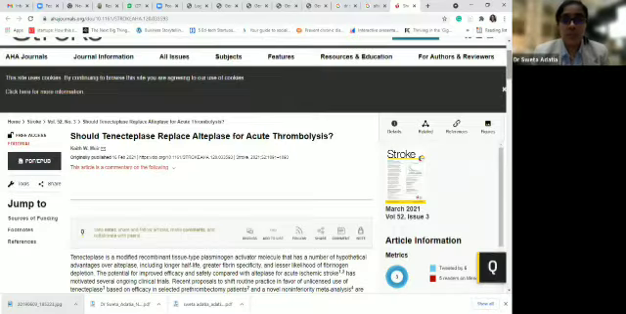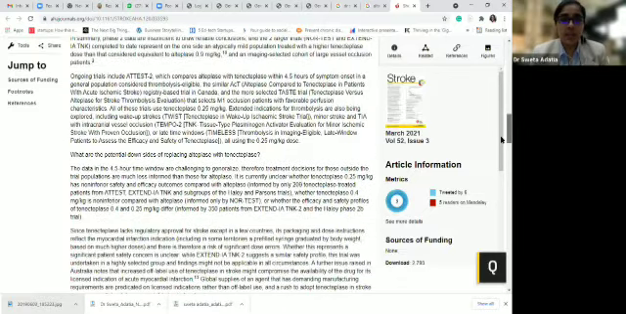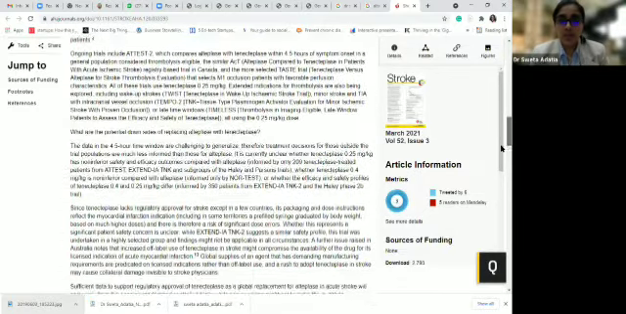We need more randomized controlled trials. People have been doing tenecteplase. Tenecteplase has been used in acute stroke. So this is a very latest paper from Dr. Muir. Should tenecteplase replace alteplase for acute thrombolysis? There are a couple of trials like EXTEND-IA or ATTEST-2.